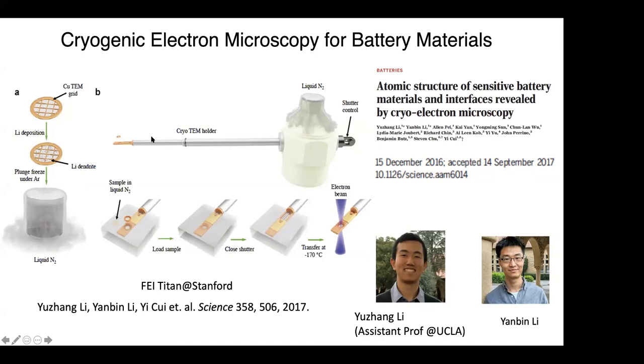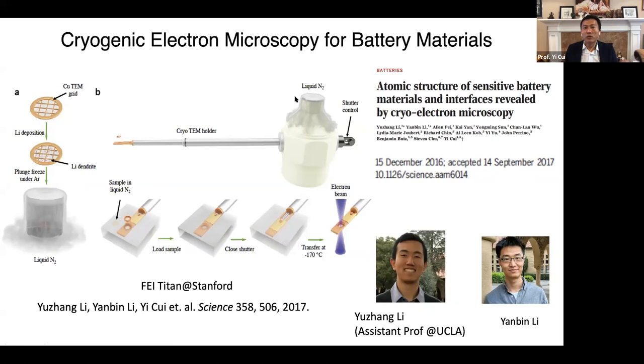And without exposure to air, we have this cryo transfer technique. We transfer into the TEM using this holder, right? This cold finger is cooled with liquid nitrogen, maintaining close to liquid nitrogen temperature. We insert that into our Titan microscope here at Stanford.